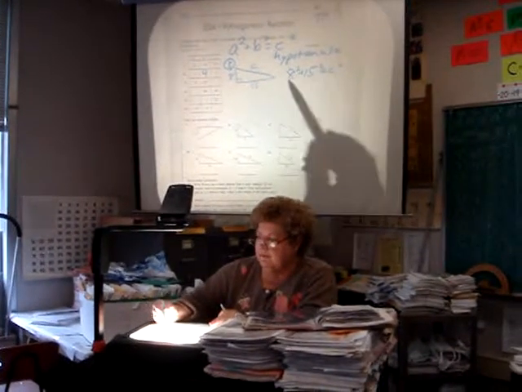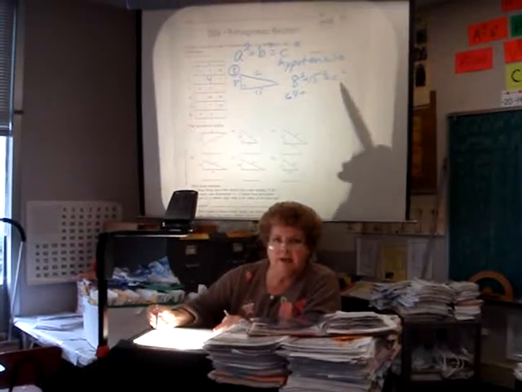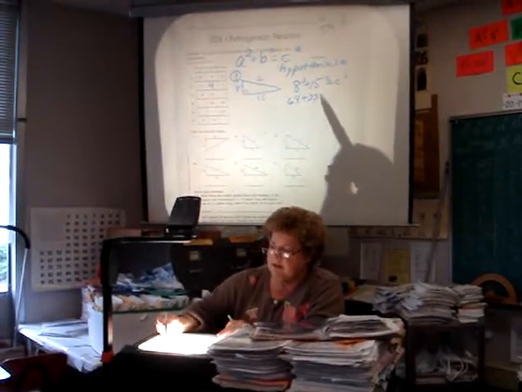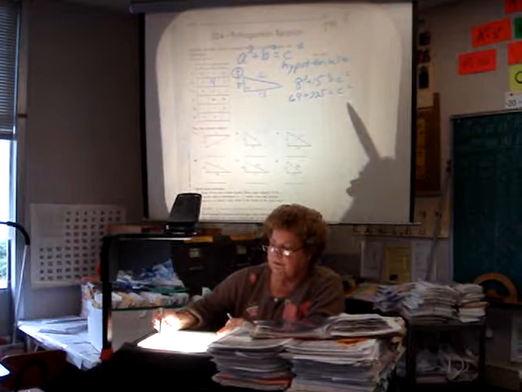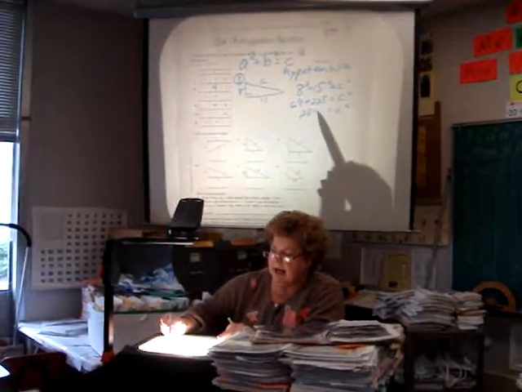So give me numbers for that. 8 squared is 64, and 15 squared, 15 times 15 is 225. When we add that together, we get 289.